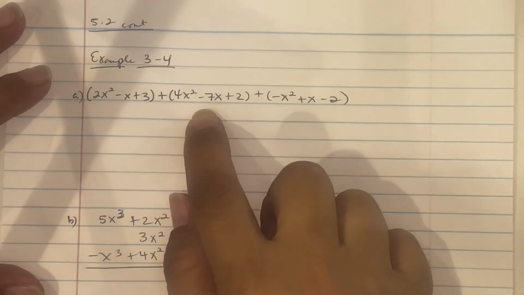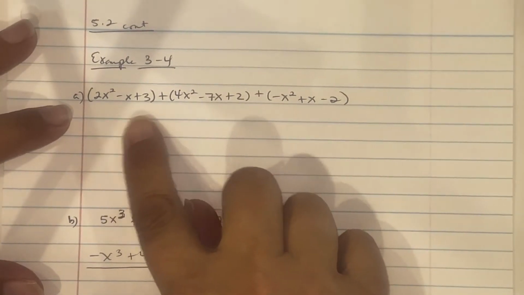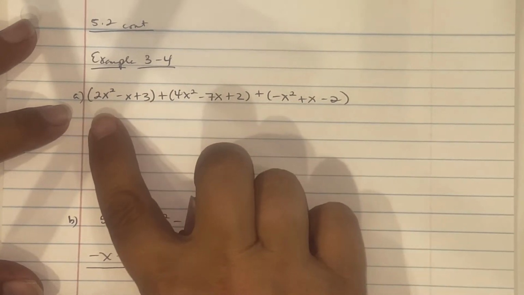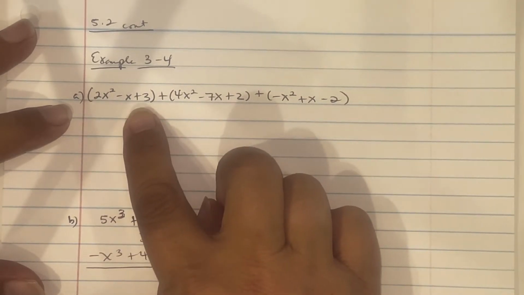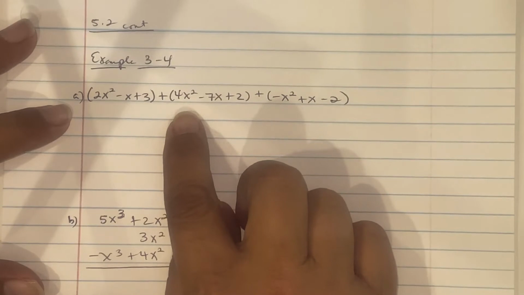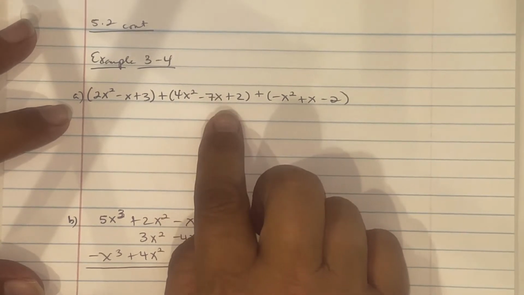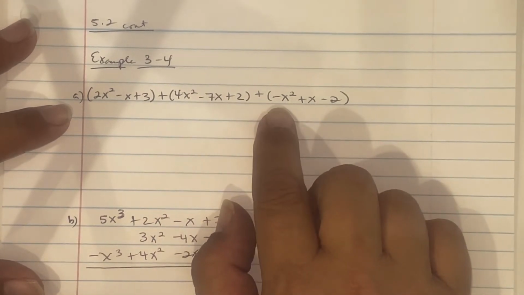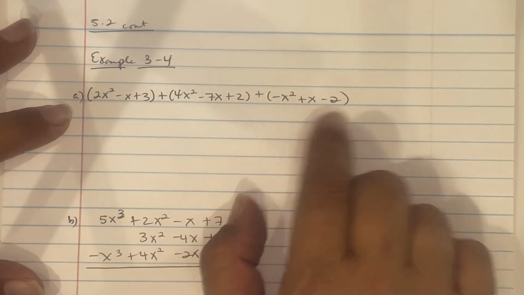This is going to encompass examples 3 and 4. So we are seeing it as a horizontal spread. It says 2x squared minus x plus 3 in parentheses. Then we're going to add the parentheses 4x squared minus 7x plus 2. Then we're going to add the parentheses negative x squared plus x minus 2.